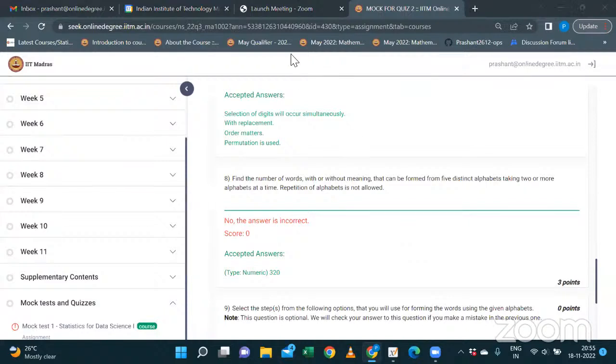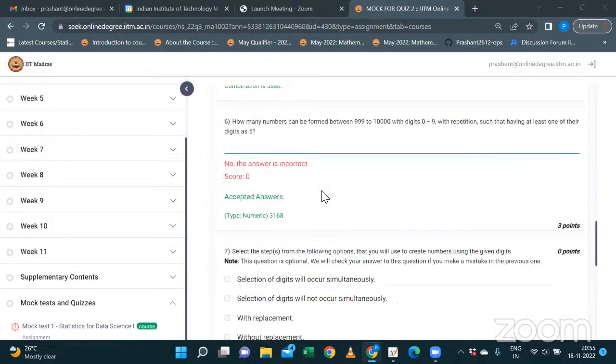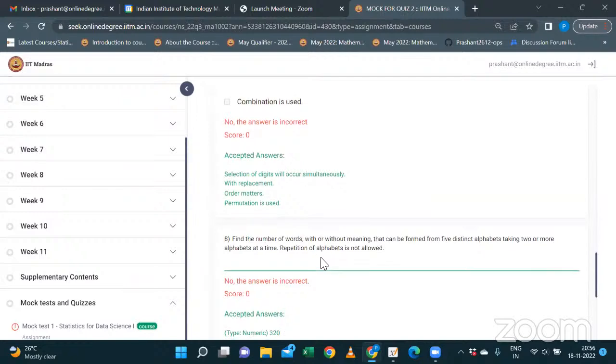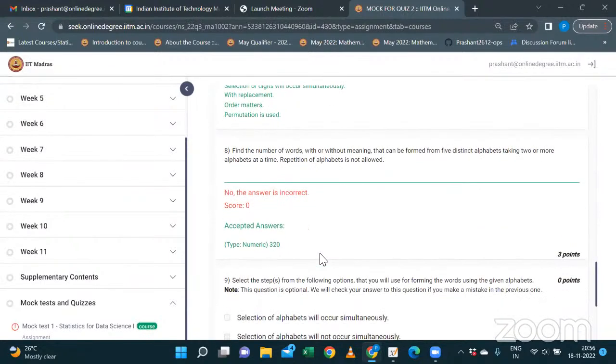Yes. So if the language says from this number to that number, then we include the numbers on the edge. But if it says between, then we don't include them. In the previous question, it said between this number and that number, so we are not including the numbers. But if the language was from 999 to this, then we have to include them. Okay, sir. Between numbers we have to find. So it is asking about between.